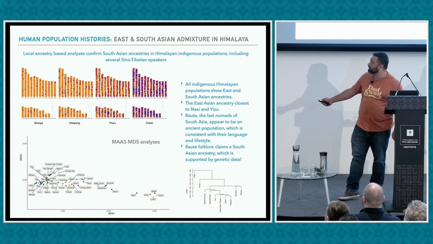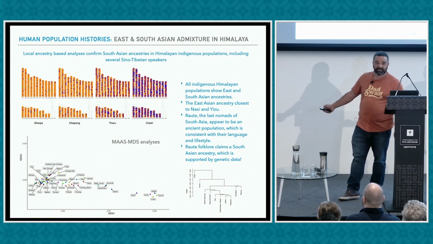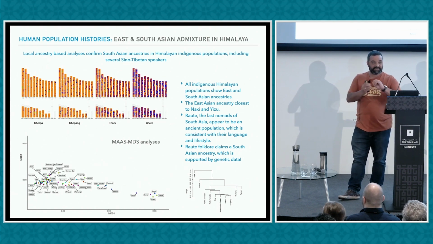So what this means is the Raute component could be an old component because it's the base of all of the East Asian component, which is fantastic because the Raute are nomadic. Linguistically, they fall at the bottom of the language tree, the Tibeto-Burman tree, and they are the last nomads remaining, right? So we may have discovered an old population without using any ancient DNA. And that's super exciting. So this is our model now for how Himalaya was populated.